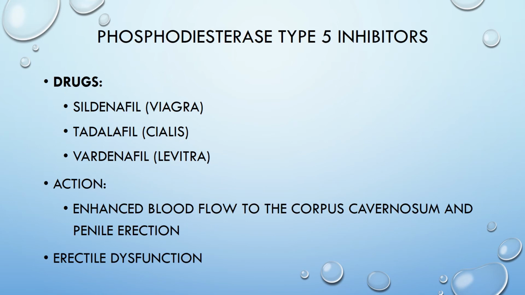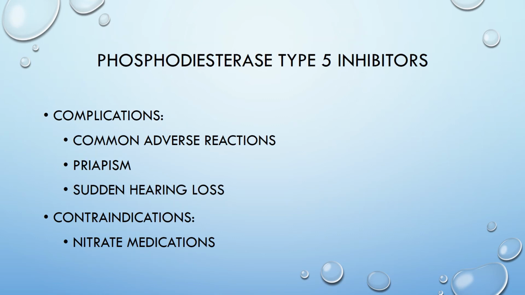Then the last group is the phosphodiesterase type 5 inhibitors. This is your Viagra, Cialis, Levitra. This is going to enhance blood flow to the corpus cavernosum and the penile erection. And this is used for erectile dysfunction. So complications, there are common adverse reactions: headache, flushing, nasal drainage, congestion, and nausea.